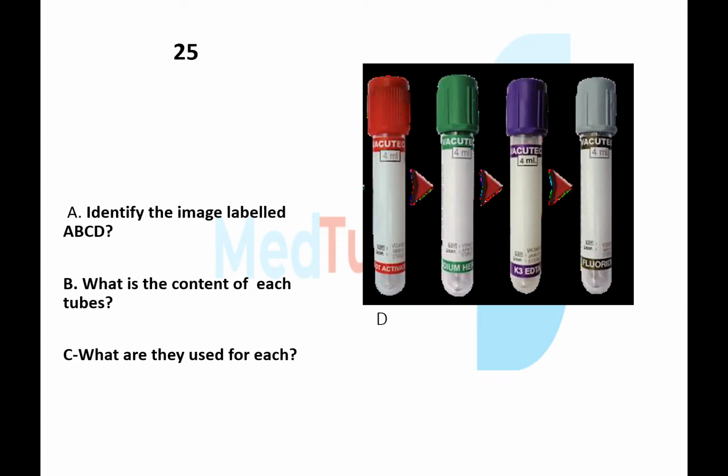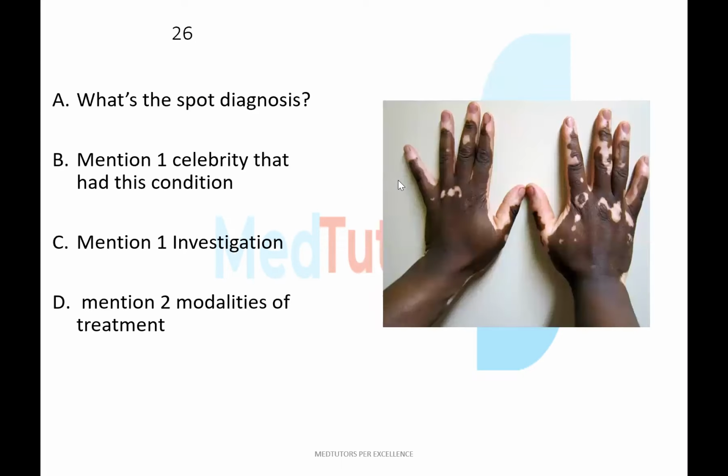Next slide, sir. Okay, another simple one. What's the spot diagnosis here? Vitiligo. Yeah, correct. Well, this is more of a social question. At least if you don't know anybody, we know Michael Jackson, the late Michael Jackson.